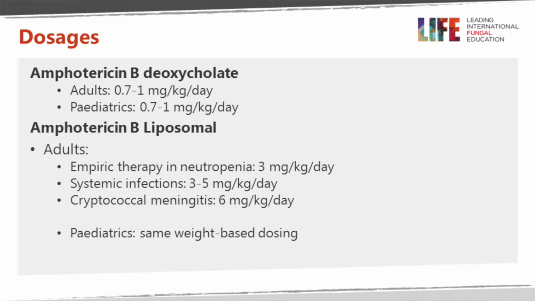and we use it in 3 main settings: in patients who need empiric therapy, who are neutropenic, who have not responded to broad-spectrum antibiotics and you're worried that they could have a systemic fungal infection or invasive aspergillosis, and then you would give that dose at 3 mg per kilogram per day. It can be used for other systemic fungal infections and also is commonly used in cryptococcal meningitis, but at a higher dose of 6 milligrams per kilogram per day. There are similar dosing patterns for children.